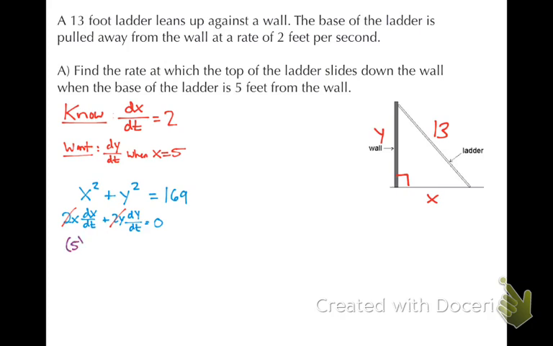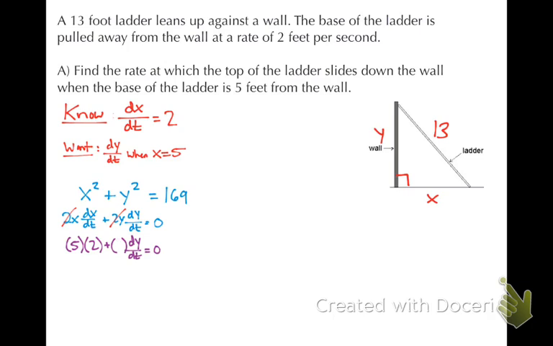At the instant we're talking about, x is 5. We know dx/dt is 2. We're told that in the problem above. We're trying to solve for dy/dt, so that'll stay as an unknown. What I really don't know explicitly here is this value of y. We were never told exactly what y is equal to at this instant in time.